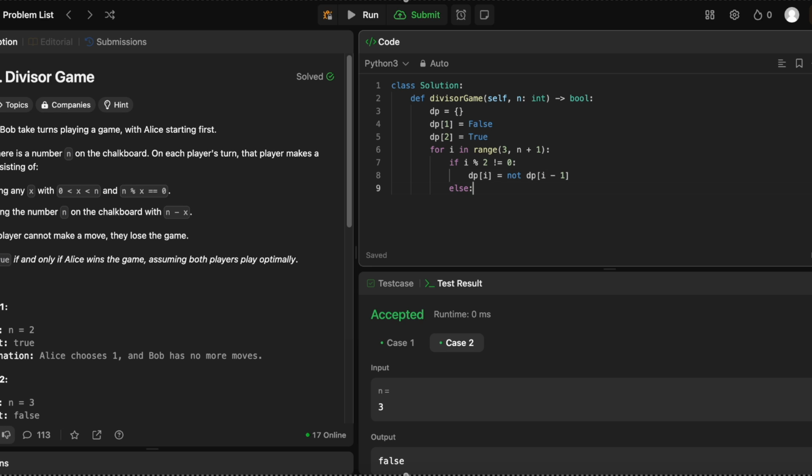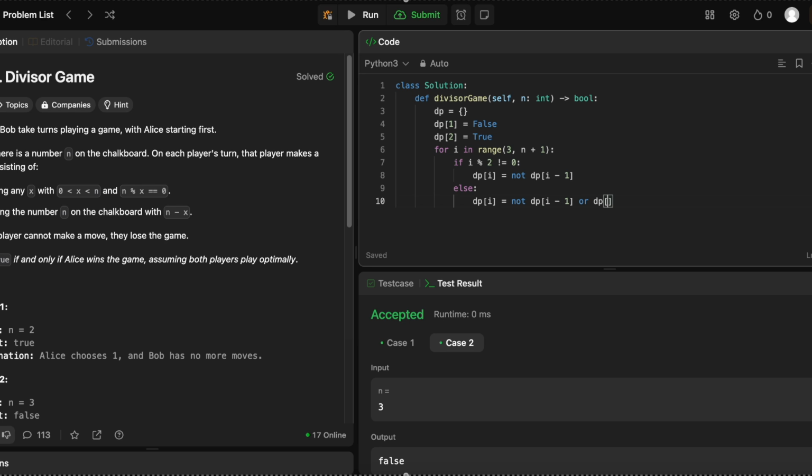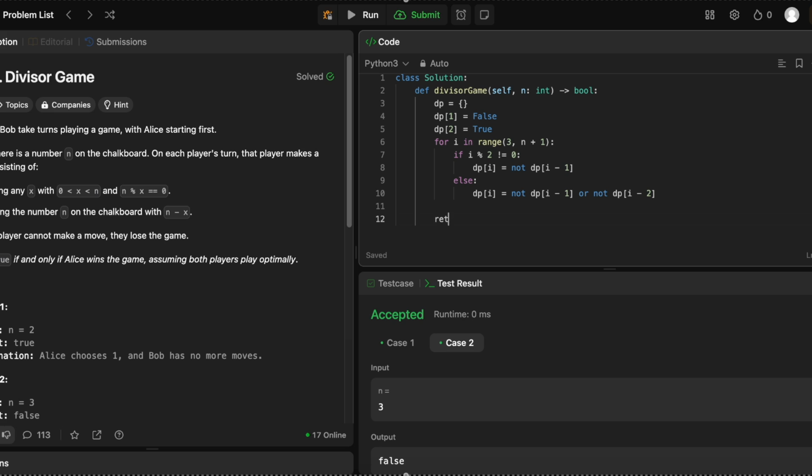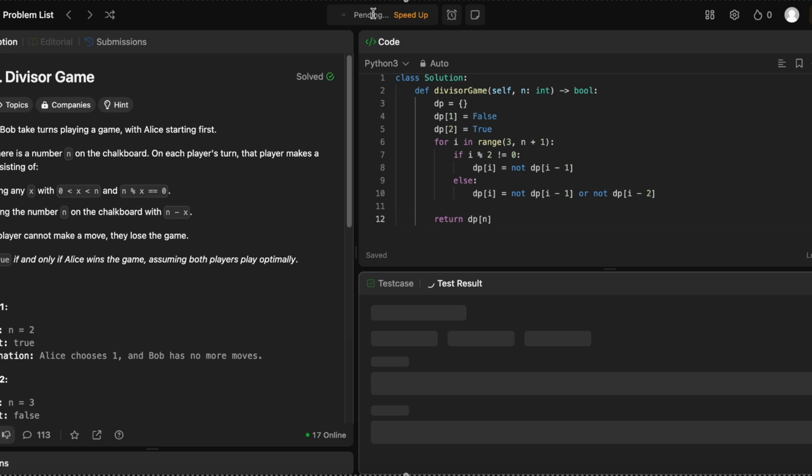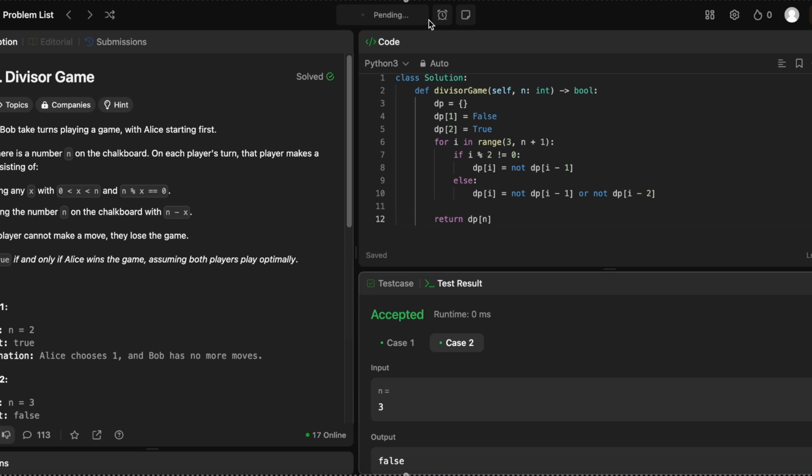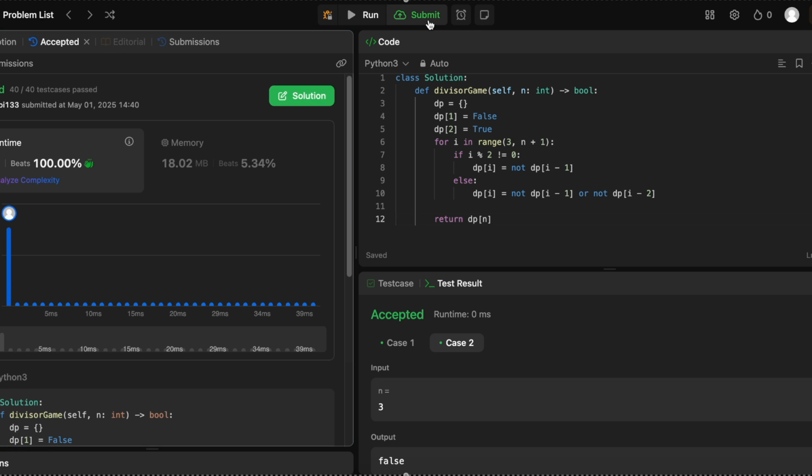And what if the number is even? If it's even, then dp of i has to be equal to not dp of i minus 1 or not dp of i minus 2. Because if it's even, you can subtract 2 or 1. And we illustrated this with n is equal to 4. So this is why we must have this as so. And with that, we can return dp of n to get our solution. So with that, we can run it. And that's correct, so let's submit. And it passes everything, and that's the solution.